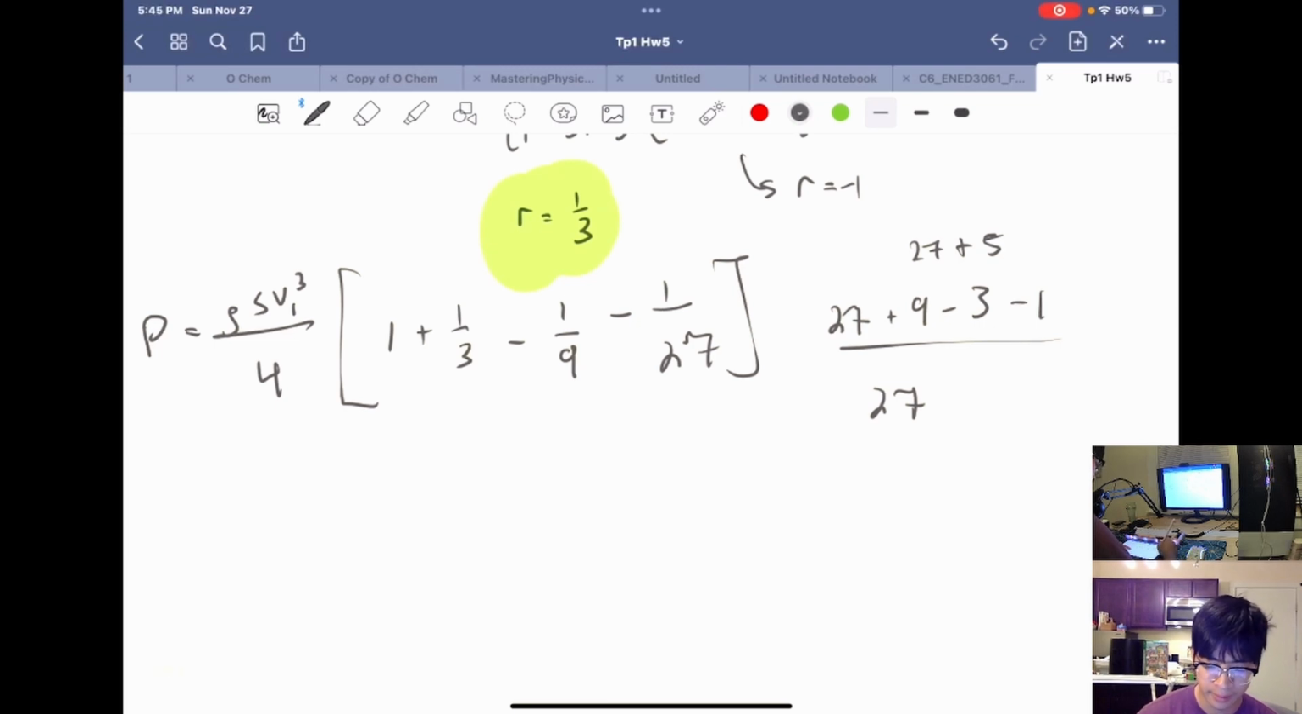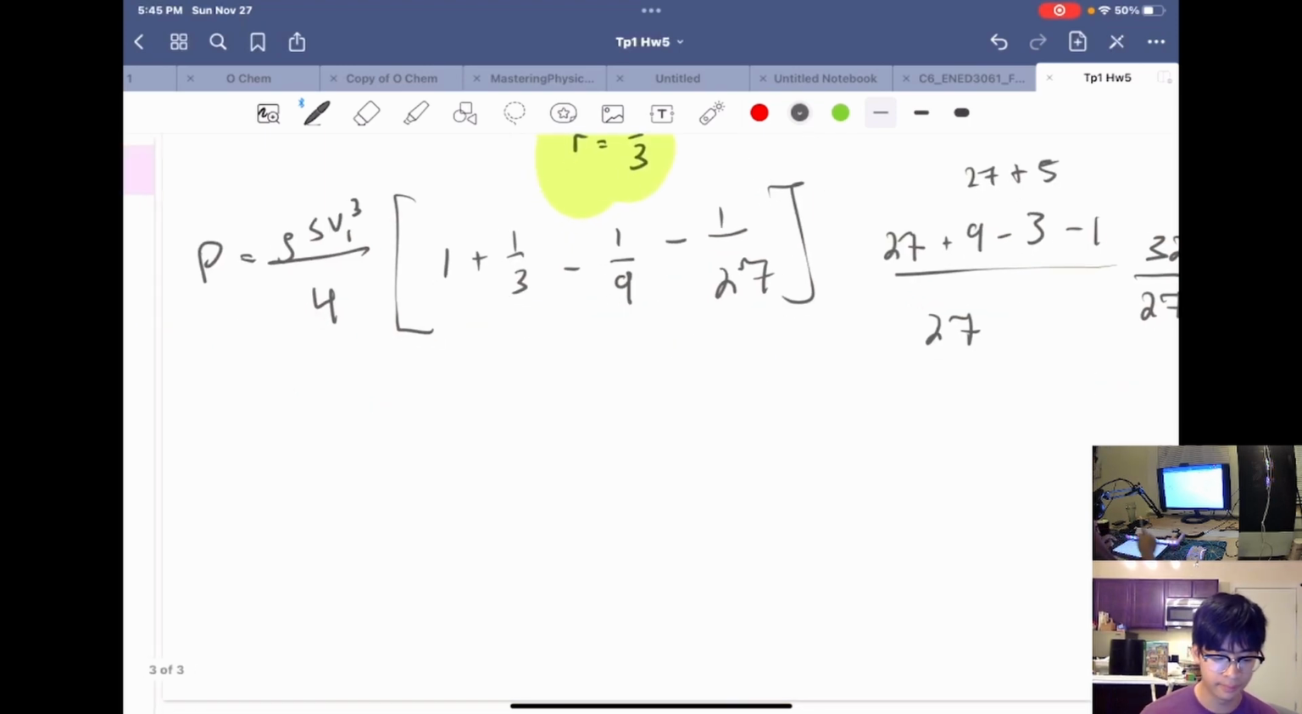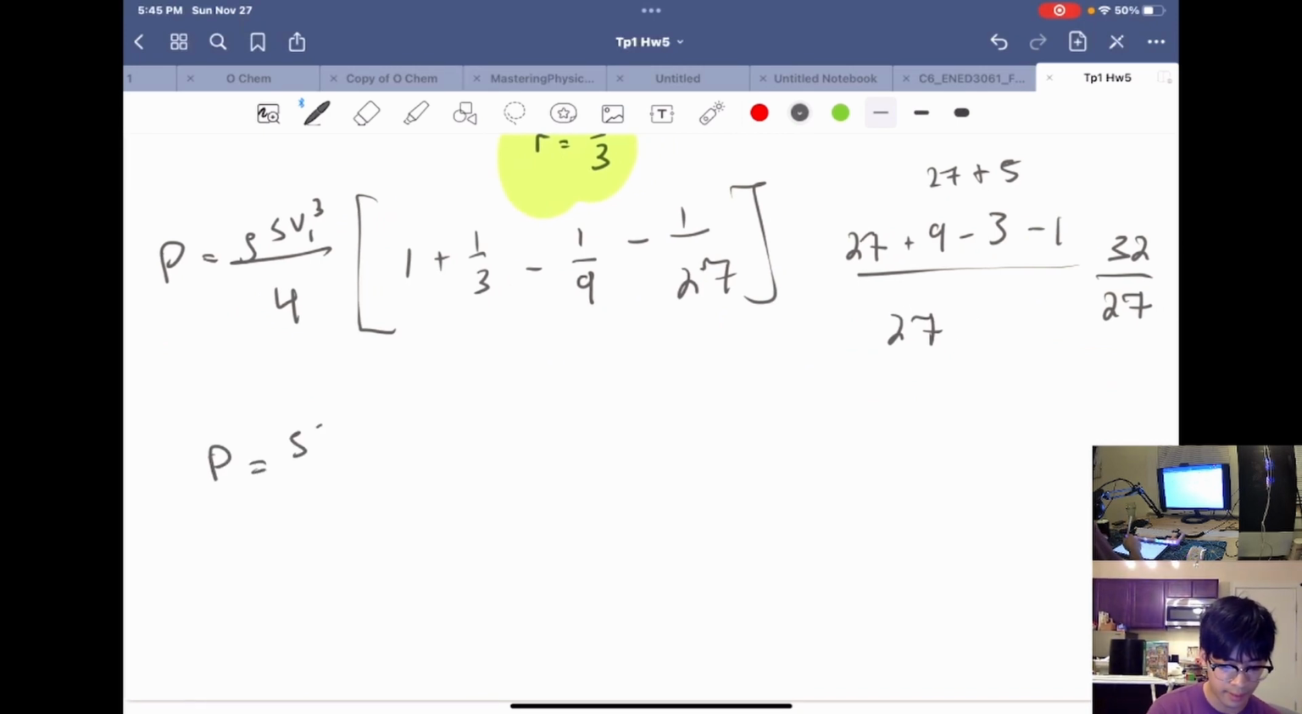27 plus 5 is 32 over 27. So power is equal to rho s v1 cubed over 32 divided by 4. We still have that 4 out there. Oh, that is divisible. 32 divided by 4 is 8. So we have 8 over 27. This is seriously testing my mental math skills.